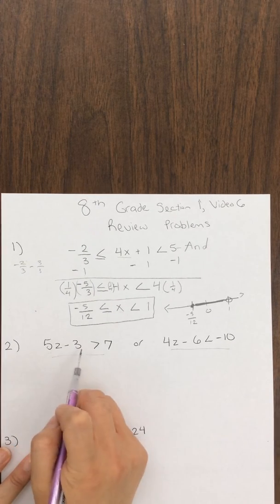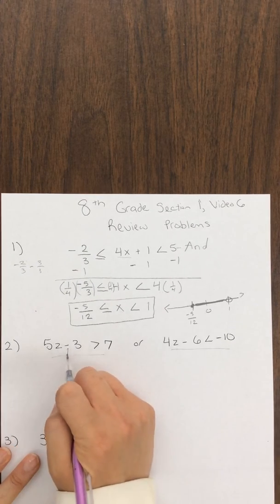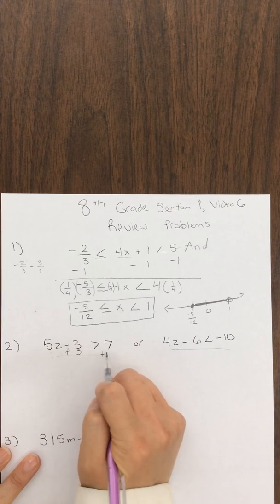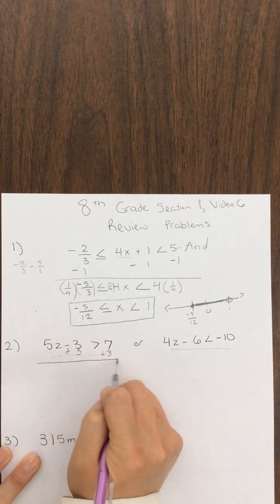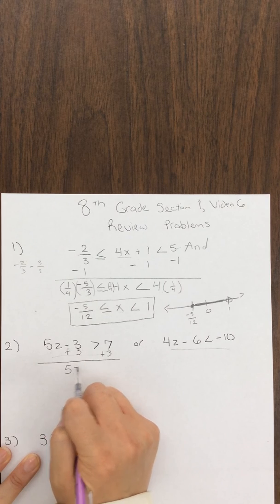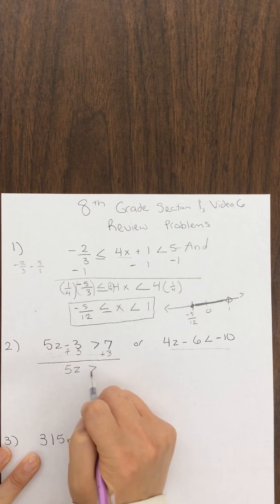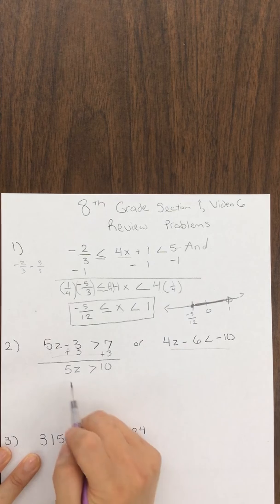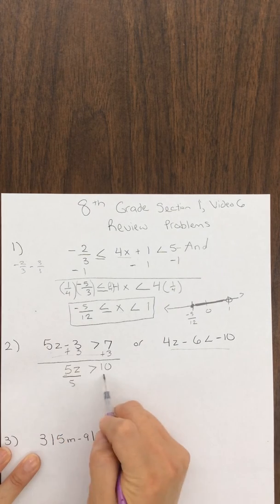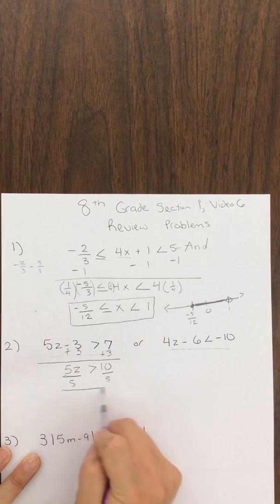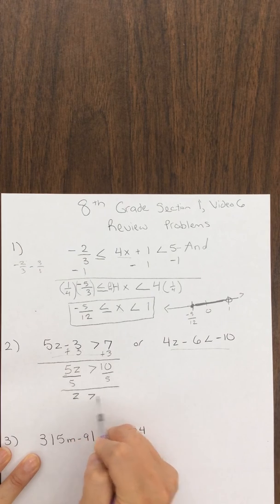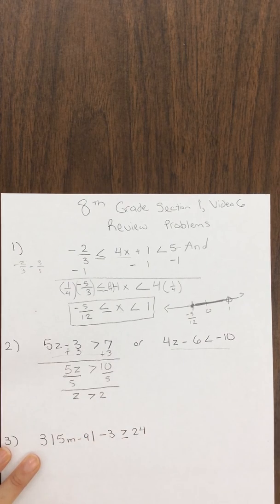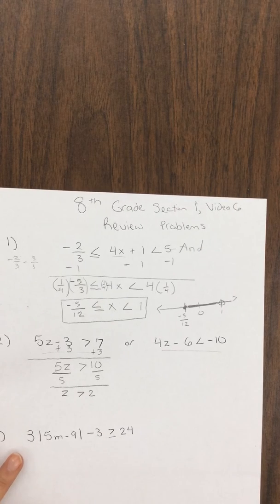To get z by itself here, I'm going to add 3 to both sides. And then I get 5z is greater than 10. To get z by itself, divide by 5. So I have z is greater than 2. That's one part of my solution.